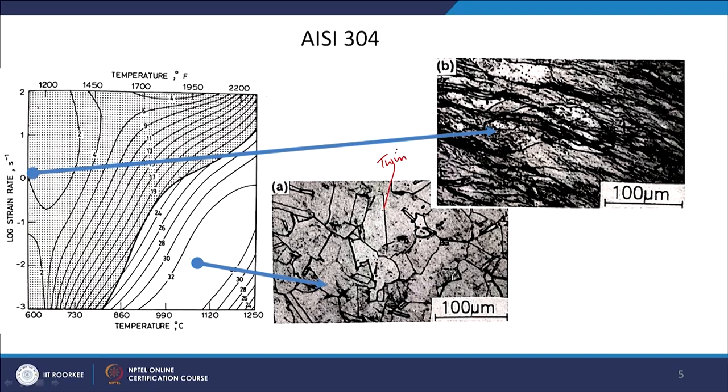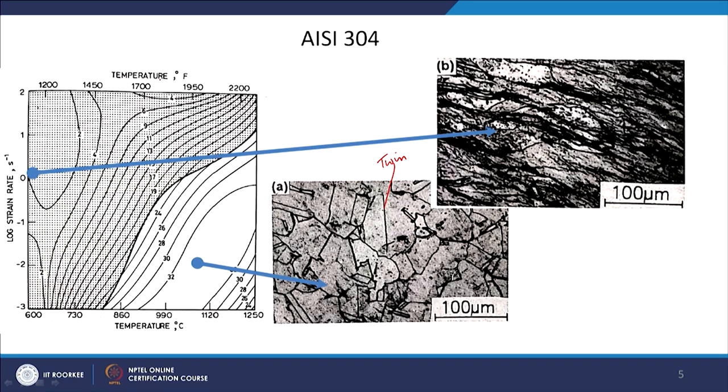So, these are not defects. Sometimes defects also look like that, but these are, of course, twin boundaries in austenitic stainless steel. And of course, the microstructure is again recrystallized. So, there is no issue with this microstructure. In this processing condition, I should get this kind of microstructure.